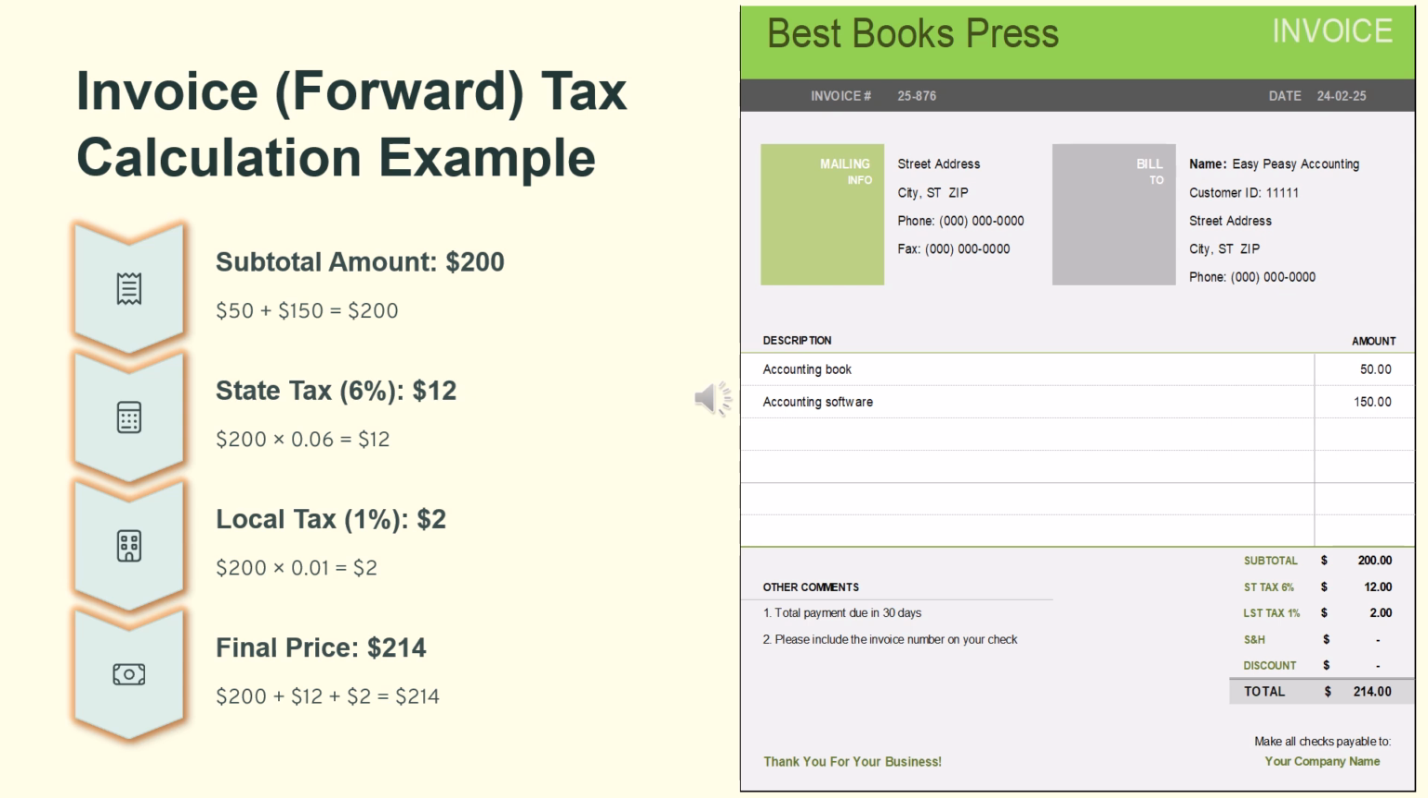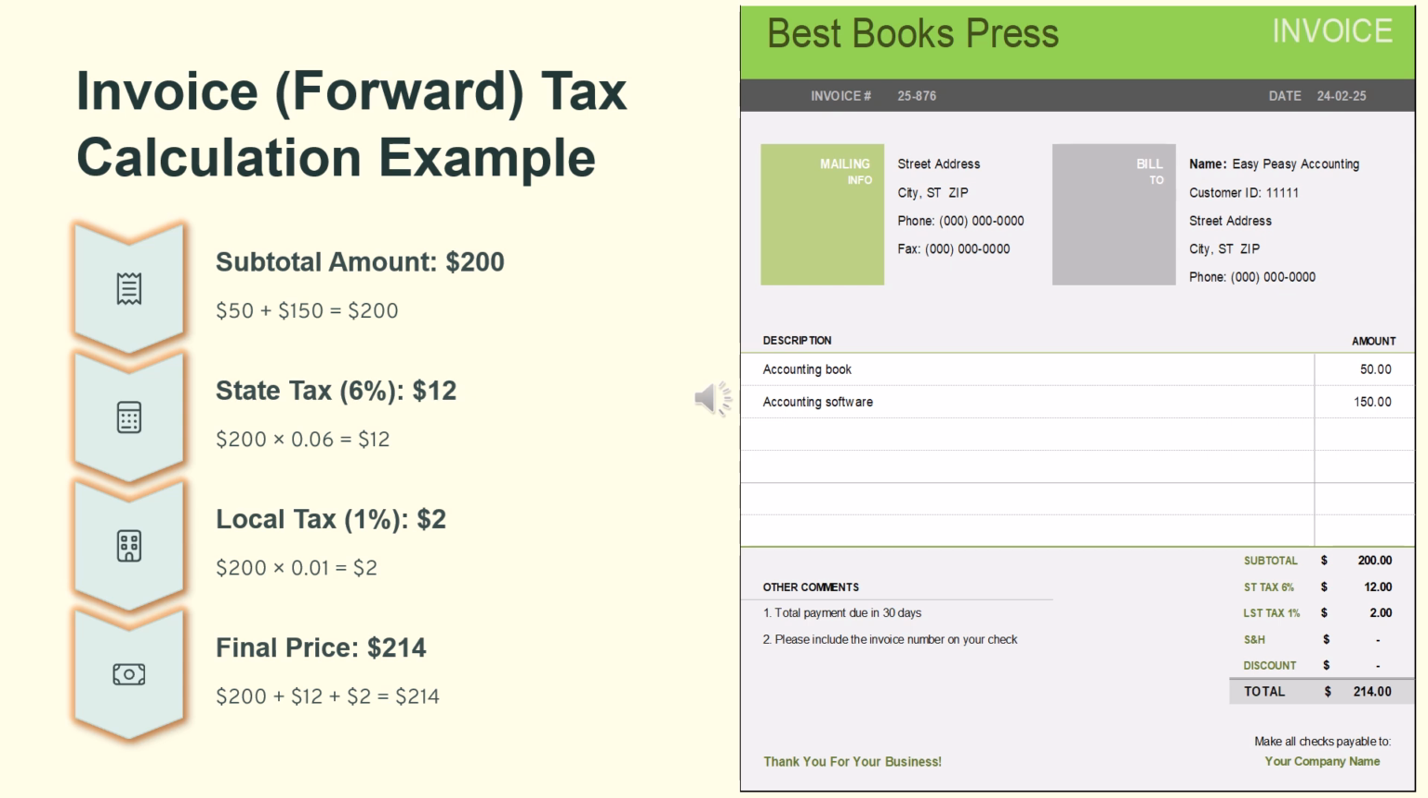Scenario: purchase in Miami. A customer buys an accounting book for $50 and an accounting software for $150. Step 1. Calculate the subtotal. $50 plus $150 equals $200. The subtotal or pre-tax amount is $200.